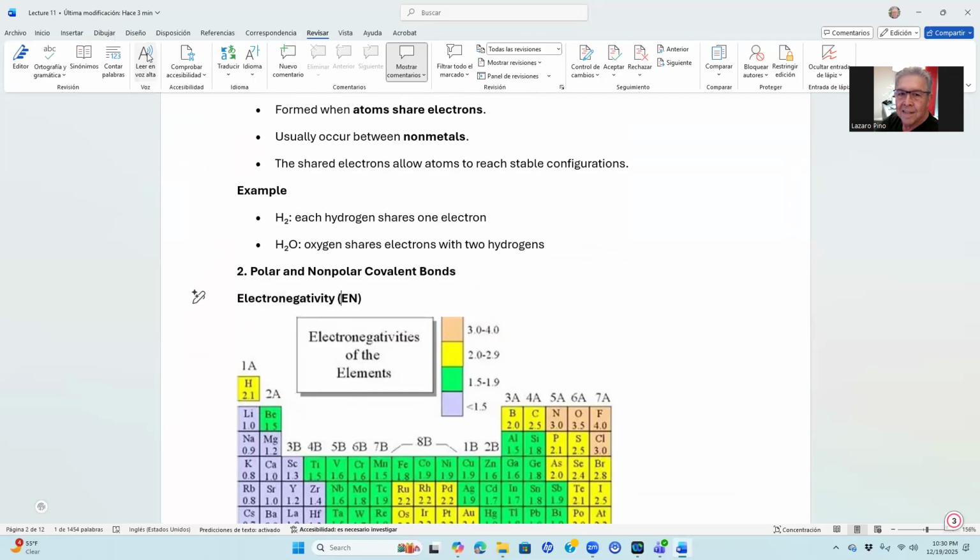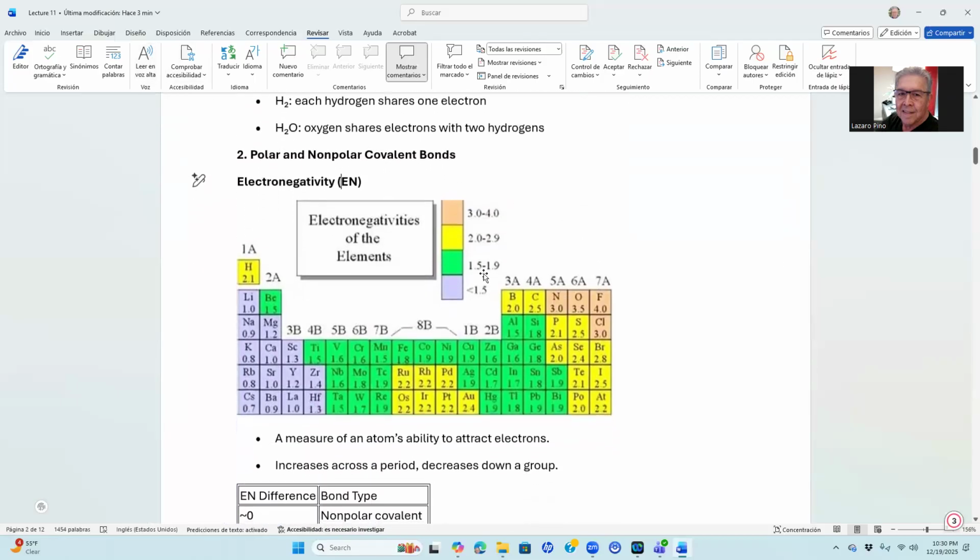Electronegativity, EN. The electronegativity is the ability of one atom to attract the electrons in the bond. The electronegativity increases across the period to the right and in the group going up. It increases when you are going up and decreases when you are going down.